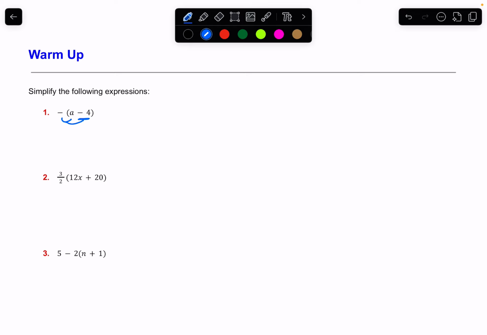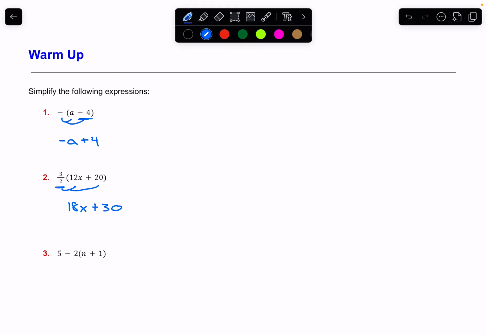3/2 getting distributed to a 12x and to a 20. When I distribute 3/2 to the 12, 12 is divisible by 2, and it gives me 6. And then 3 times 6 on top will give me 18x. And then 3/2 times 20, again, 20 is divisible by 2. 20/2 is 10, and then times 3 is going to give me 30.